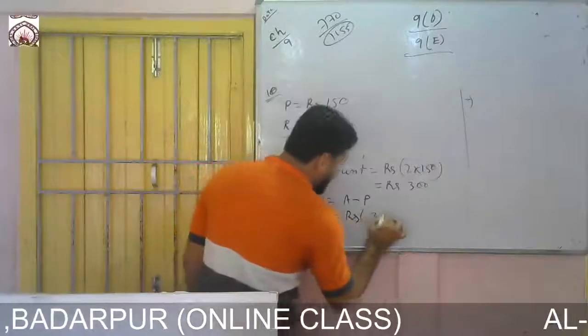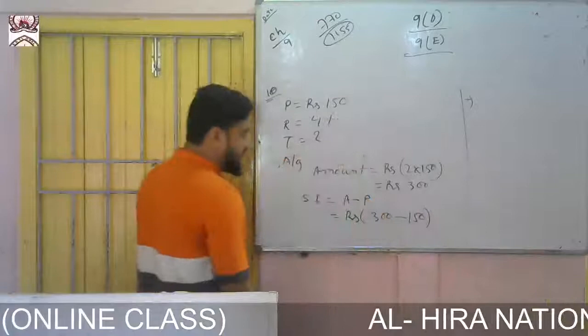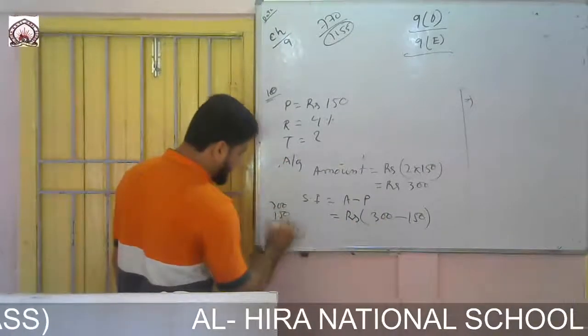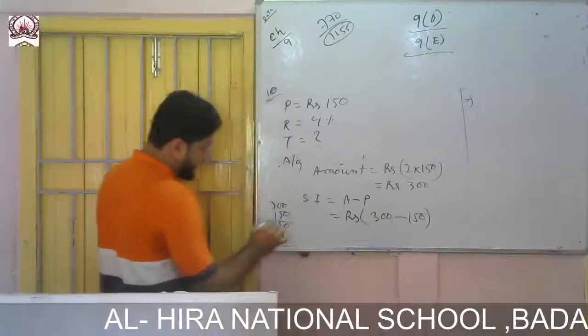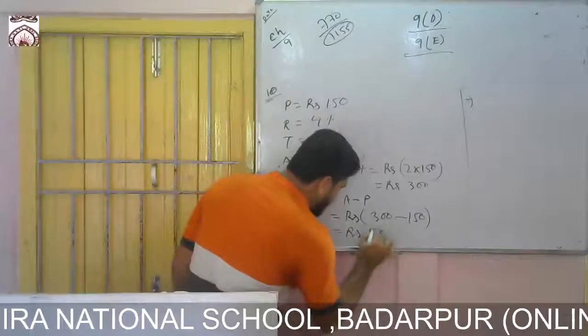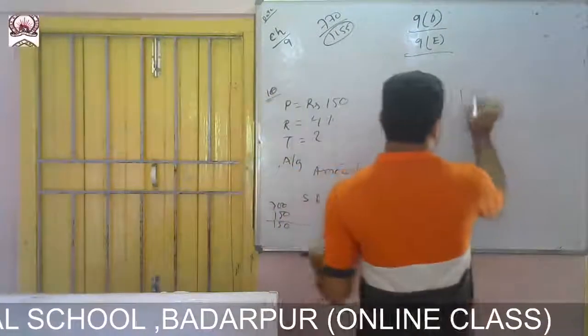Rupees 300 minus the principal, 150. So 300 minus 150 is 150 again. So SI is rupees 150. We got SI as 150. Now you can find the time.